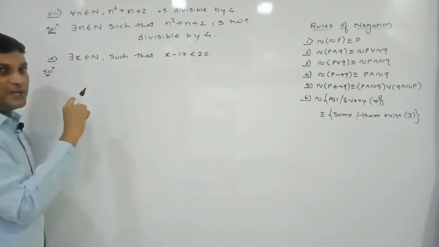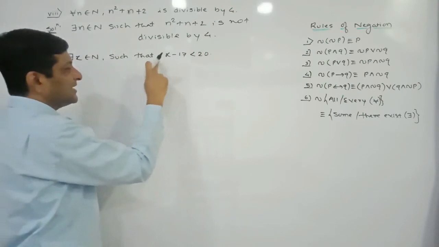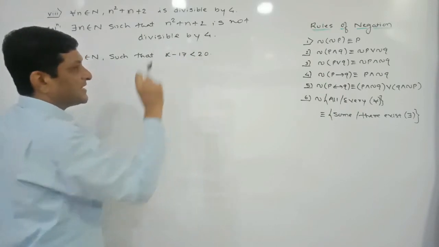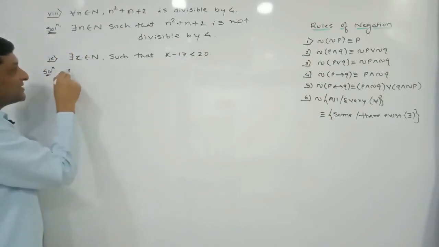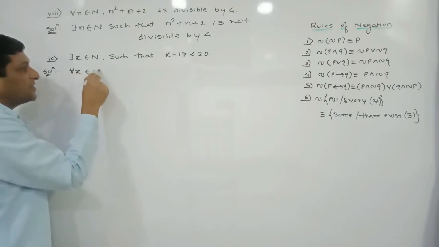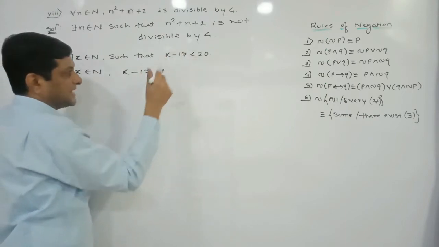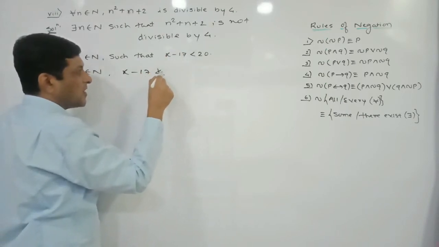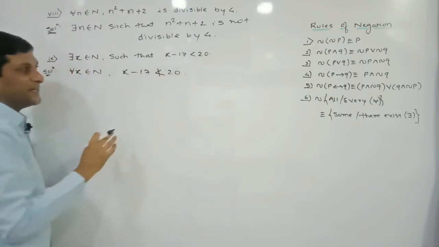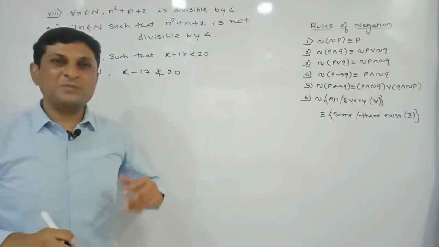Same method we have to apply to find the negation of this last statement: there exists x belongs to N such that x minus 17 is less than 20. So there exists will get replaced by what? For every x belongs to N, x minus 17 is less than will become not less than 20.